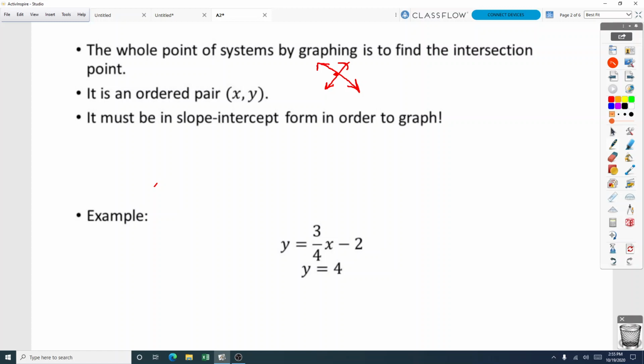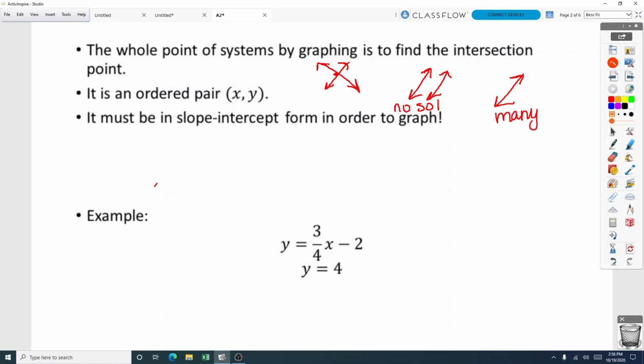Now, sometimes we have two graphs that never intersect. What do you think we call them? I call them no solution. If they never intersect, it is a no solution. Sometimes they're the same exact line. What do you think we call them if they're the same exact line? I call them infinite, or infinitely many solutions.